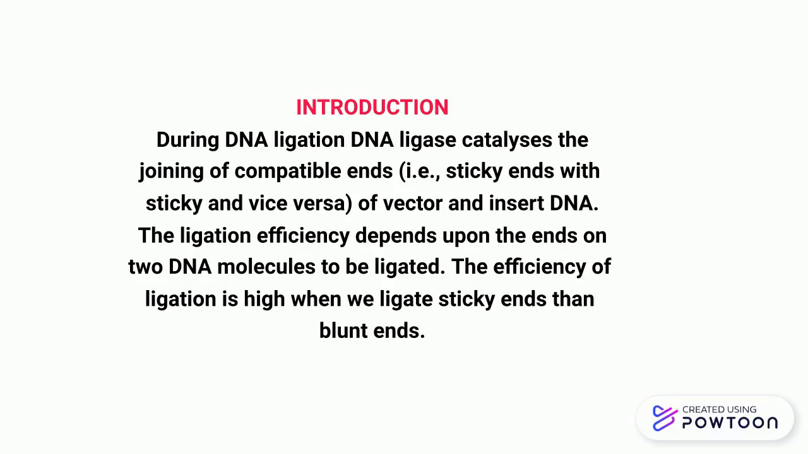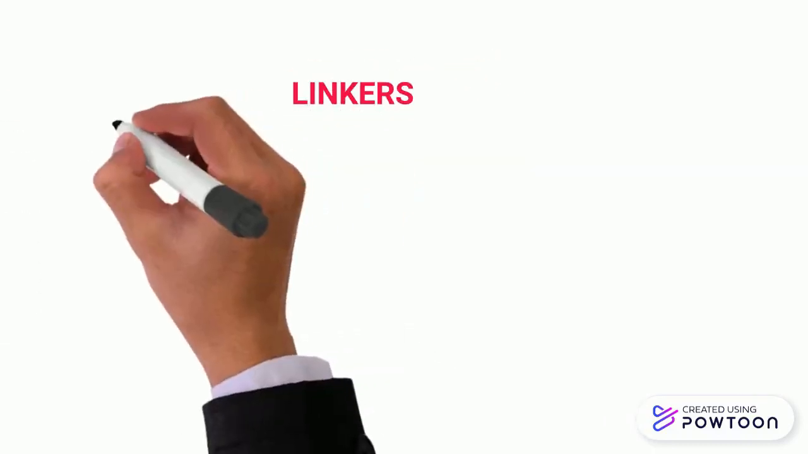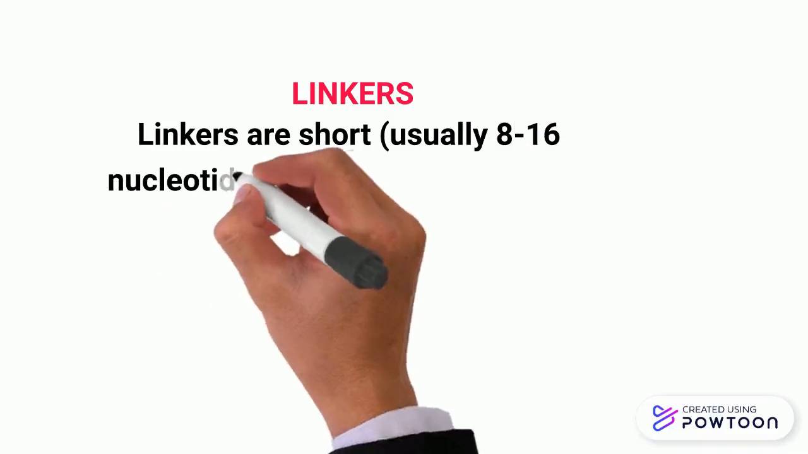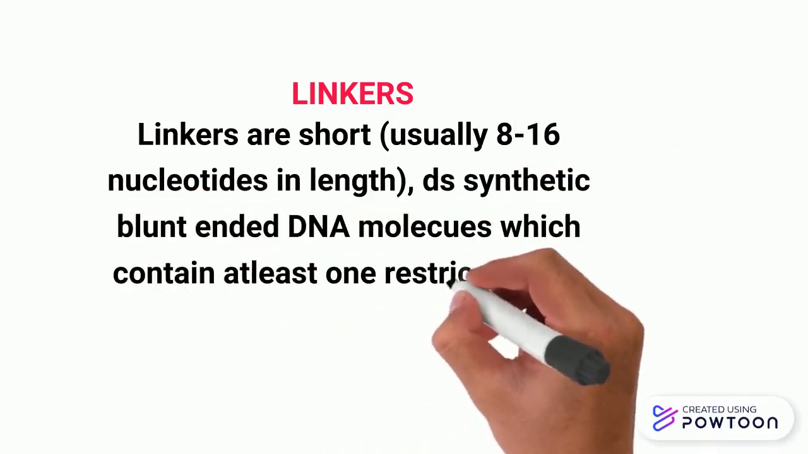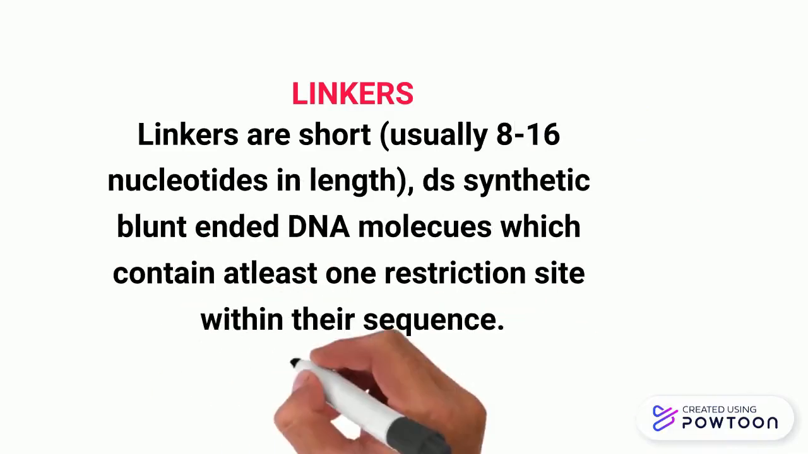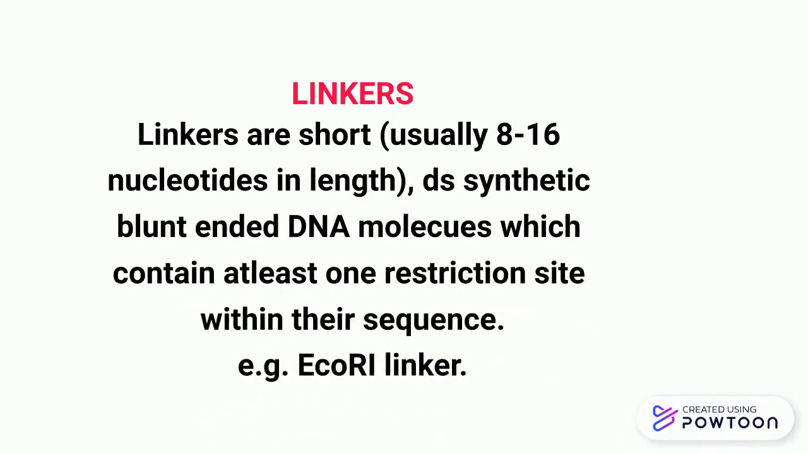Now, first of all, we should know what linkers are. Linkers are short, usually 8 to 16 nucleotides in length, double-stranded synthetic, blunt-ended DNA molecules which contain one restriction site within their sequence. For example, EcoR1 linkers contain the EcoR1 sequence.